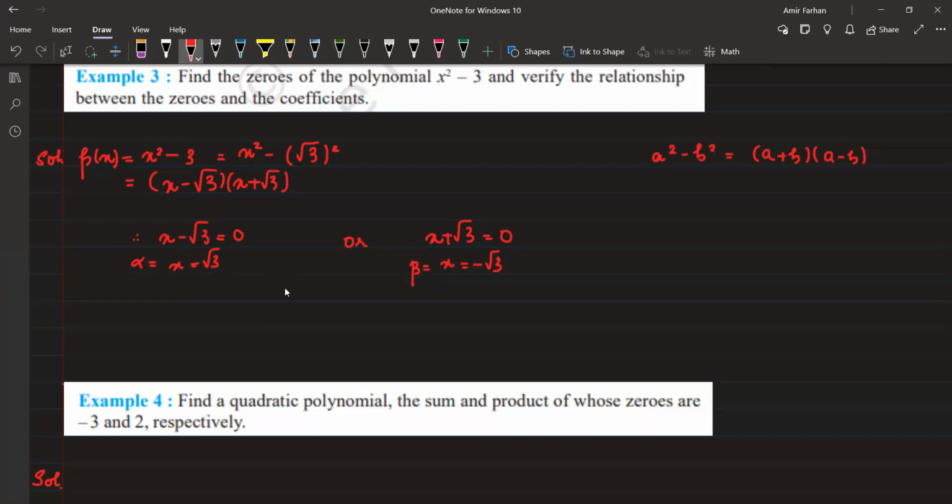So now let's verify the relationship. So alpha plus beta will be equal to root 3 minus root 3. It will be equal to 0. Yes or no?